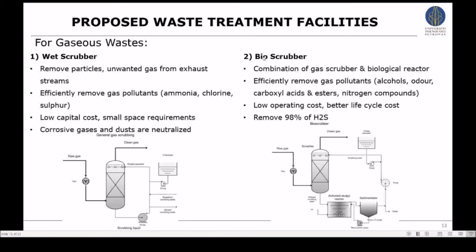The next method is the bioscrubber. Bioscrubber is the combination of the gas scrubber and biological reactor. It can remove gas pollutants such as alcohol, odor, carboxylic acid, esters, and nitrogen compounds efficiently. Bioscrubber also has a low operating cost and a better life cycle cost. The advantage of this bioscrubber is that it can remove 98% of hydrogen sulfide. In the bioscrubber, nutrients are needed to ensure the microbial biodegradation activity happens.